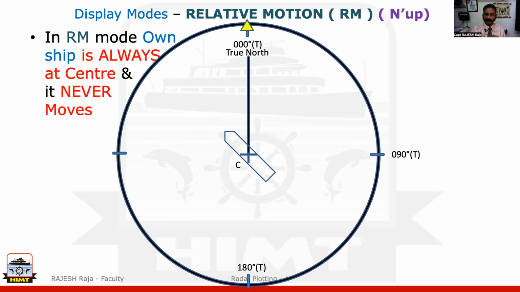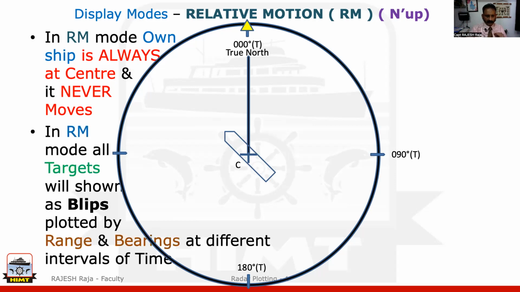You will not move. You will stay at the center. So when you don't move, whatever you get is relative. Now in relative mode, all the targets will be shown as blips. Blips are marks, and the blip is what you get as an echo. Blips will be plotted by two things. That means I need a range and a bearing of those blips at different times and different time intervals.